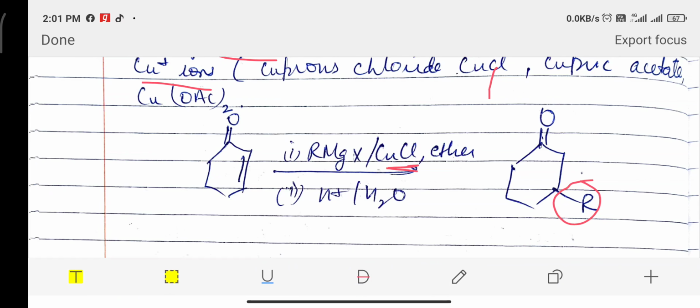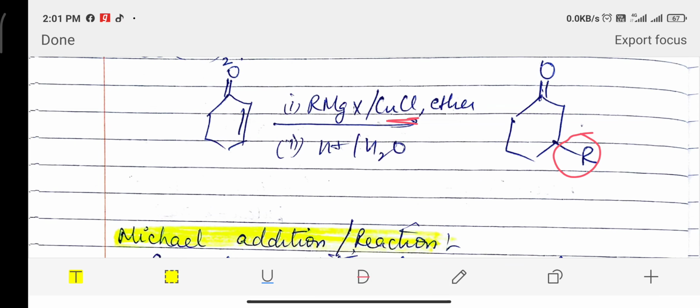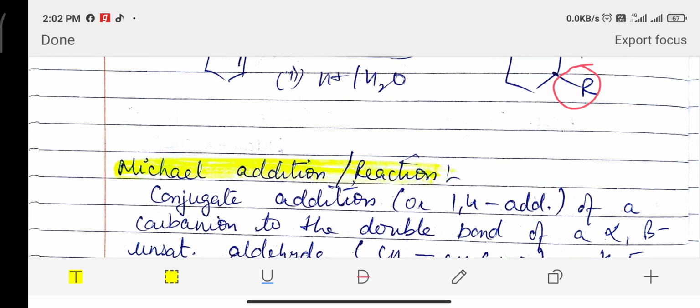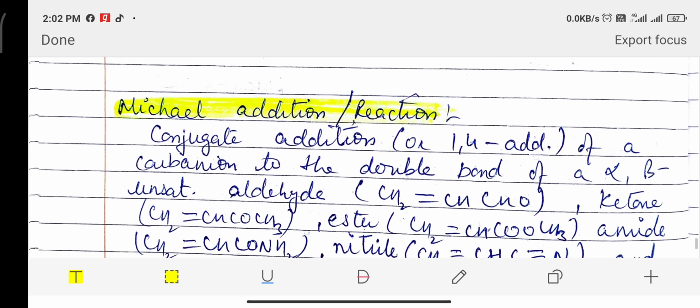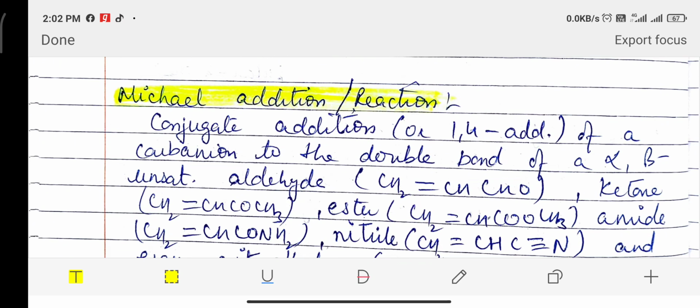So in this way, the various factors can decide which type of addition will take place: 1,2 addition, that is direct addition, or 1,4 addition or conjugate addition in alpha beta unsaturated aldehydes and ketones. So now the last reaction in this chapter is the Michael addition reaction. This can be asked in naming reactions also, and this is important with mechanism.